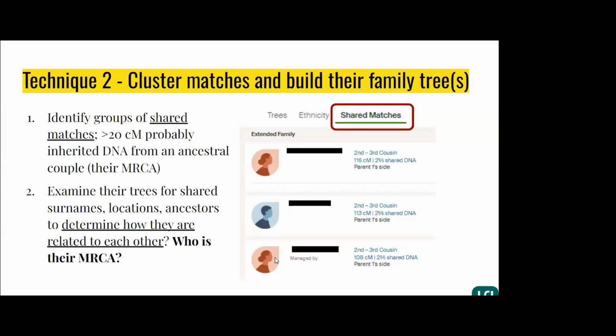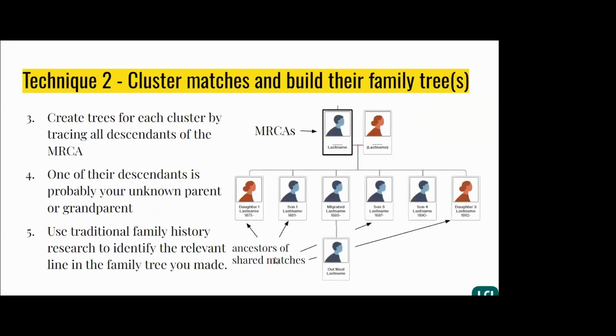But the goal here is always to cluster the matches and build their family trees to identify the ancestors they have in common, because that's where that shared DNA came from. And that's what's going to point to your common ancestors with them as well. So once you identify most recent common ancestors who link those clusters of matches, you can start building down from those most recent common ancestors and trace all of their descendants.